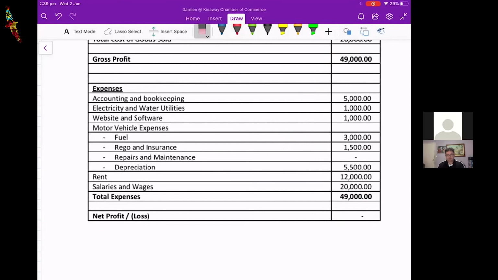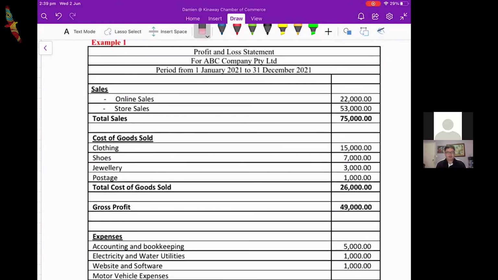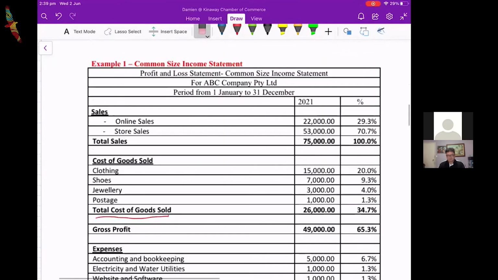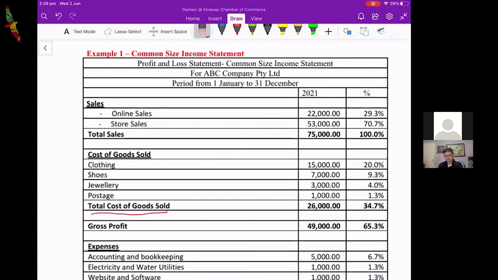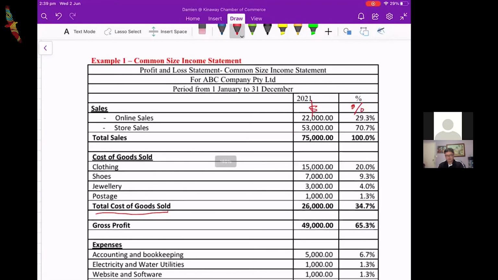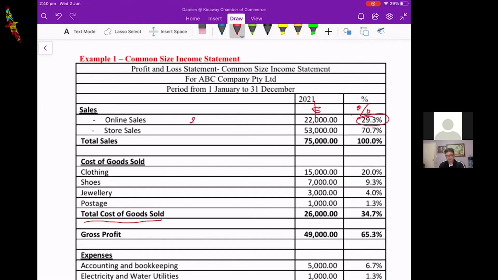So that's what we've been told just by looking at the profit and loss statement for this period. But let's go on. We're now going to have a look at the common size income statement for ABC company for 2021. We're using the exact same dollar figures here, and these are the percentages. Now, how do we arrive at these percentages? How we derive a common size income statement is we take the line item and divide it by the total sales.